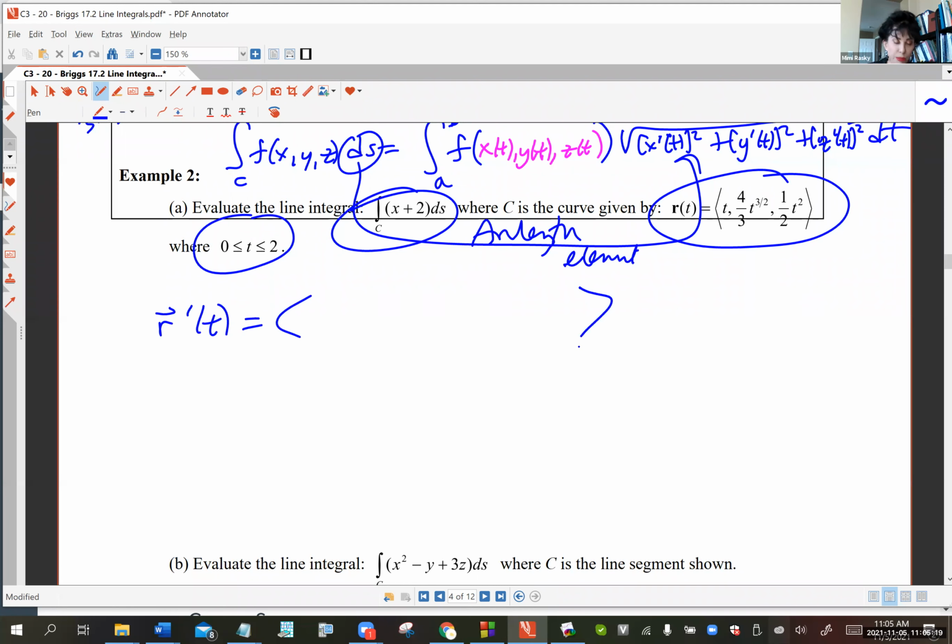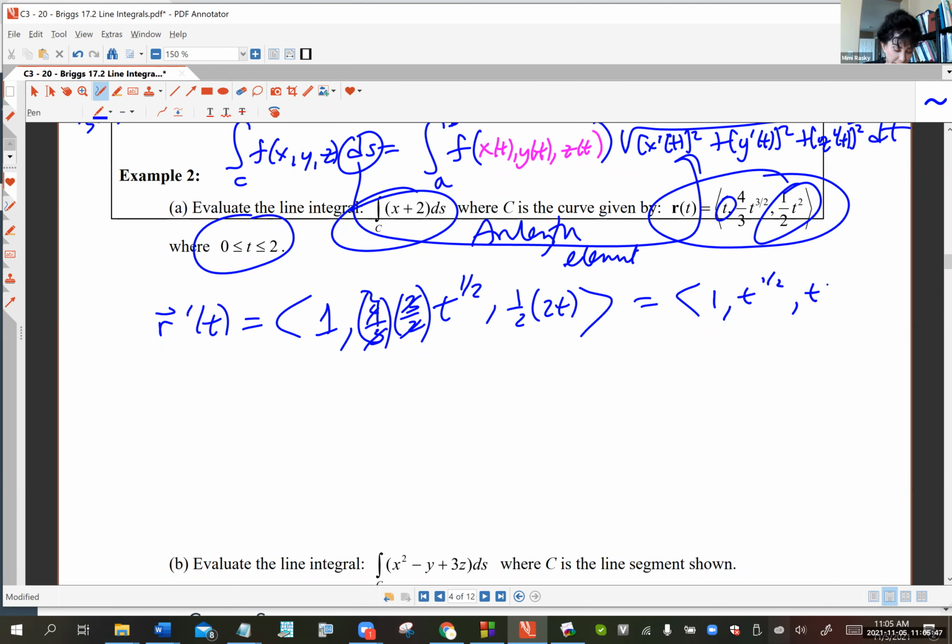So you know how to find R prime because we did that in a module a couple months back. Derivative of t is 1. The derivative of 4/3 t to the 3/2 is 4/3 times 3/2 times t to the 1/2. The derivative of 1/2 t squared is 1/2 times 2t. And let's clean this up, reducing. And a little bit of reducing here. Didn't hurt anybody. And there is our derivative. Yay.